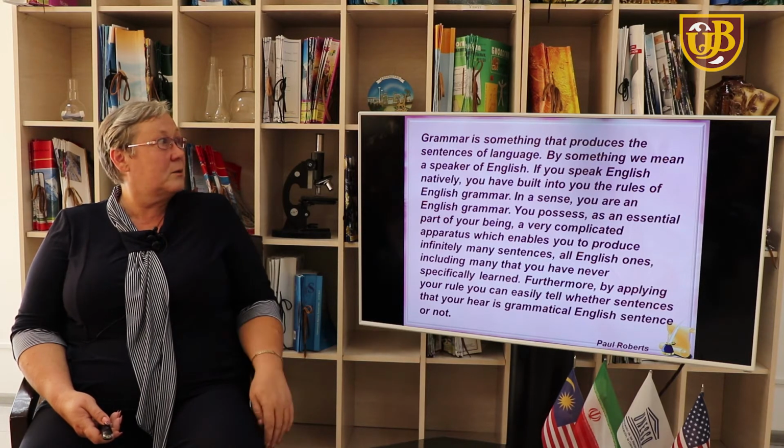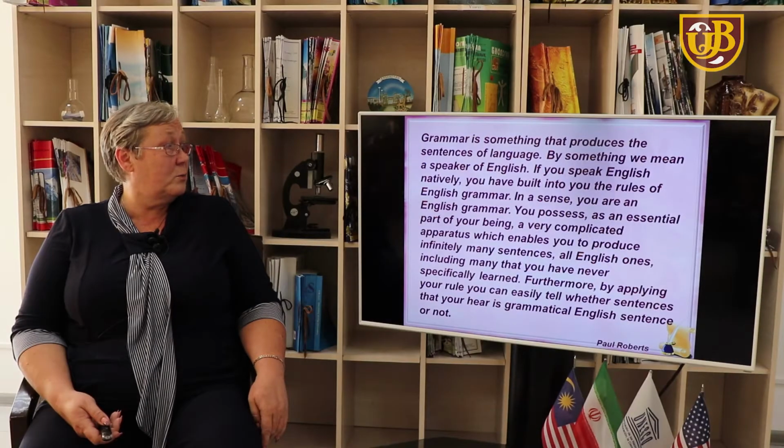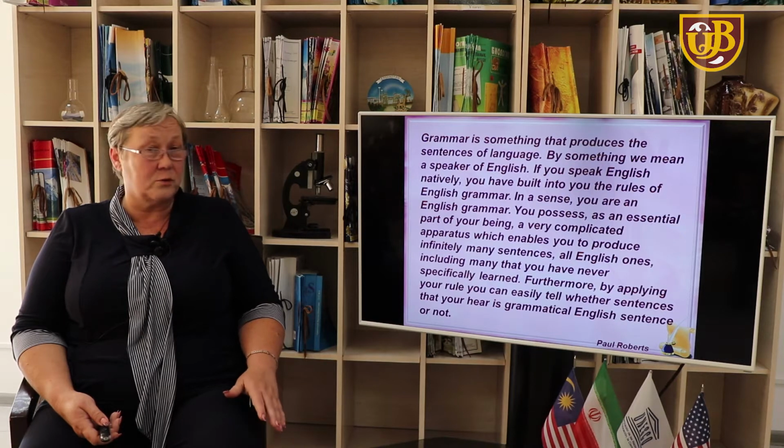Grammar is something that produces the sentences of a language. By something, we mean a speaker of English. If you speak English natively, you have built into you the rules of English grammar. In a sense, you are an English grammar. You possess, as an essential part of your being, a very complicated apparatus which enables you to produce infinitely many sentences, all English ones, including many that you have never specifically learned. Furthermore, by applying your rules, you can easily tell whether a sentence that you hear is a grammatically correct English sentence or not.